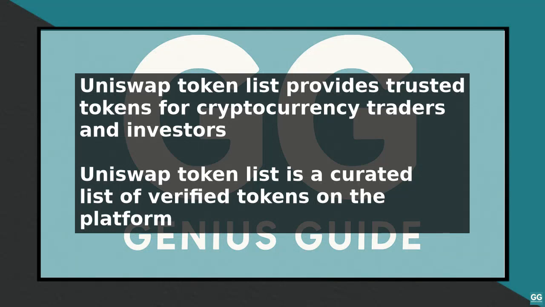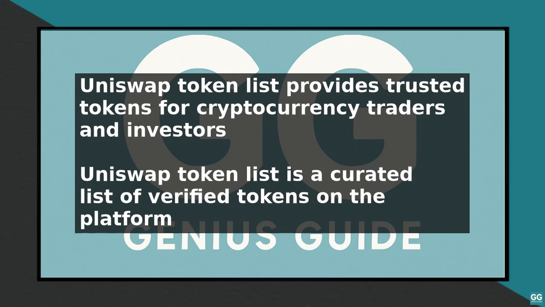Uniswap token list is a valuable resource for cryptocurrency traders and investors, providing a curated list of trusted tokens on the Uniswap platform. This guide will walk you through when to use the Uniswap token list and how to get the most out of it.